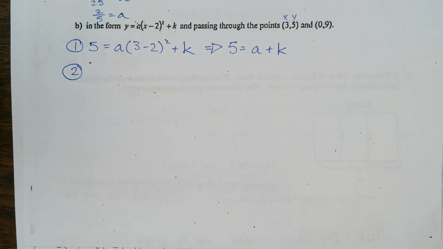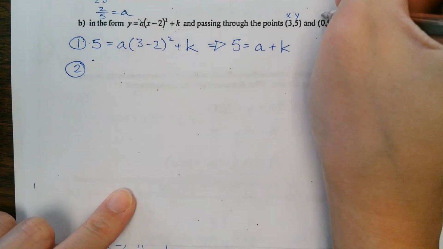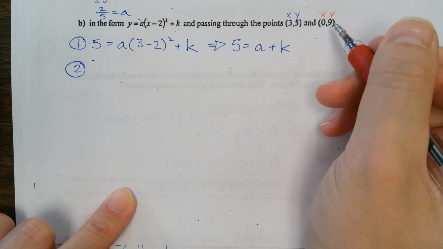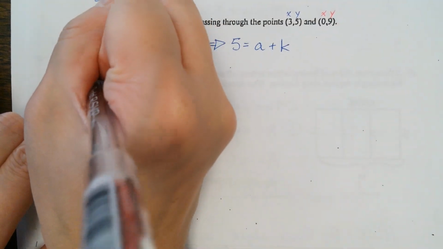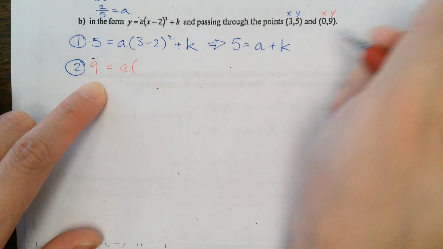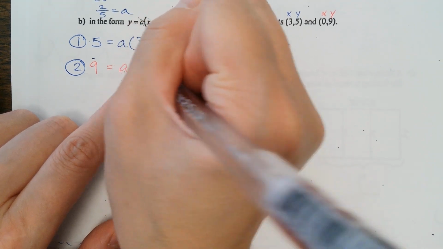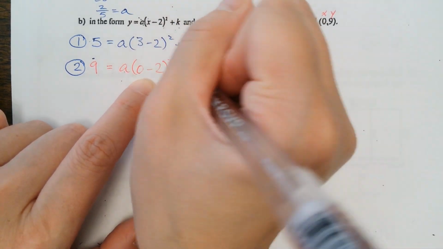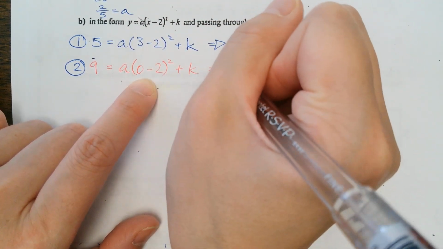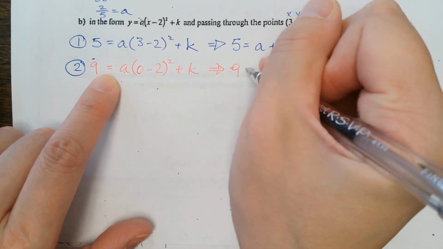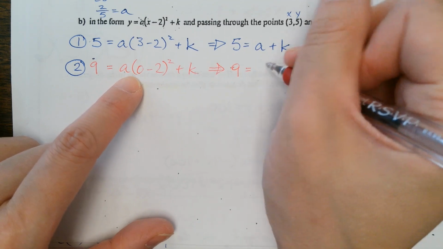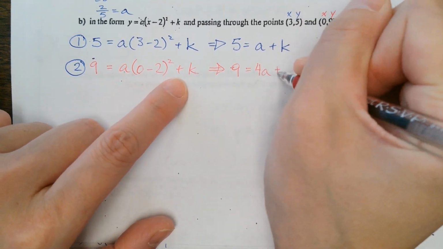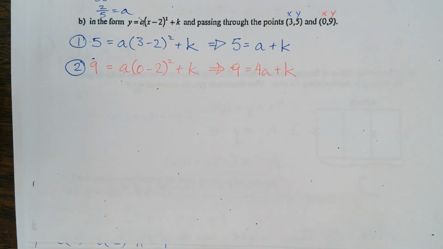I'm going to now do my second equation with this point, with this x and y point. So sub in the 9 for the y, sub in the 0 for the x. So when I simplify this, I get 9 equals negative 2 squared is 4. 4 times a, 4a plus k.